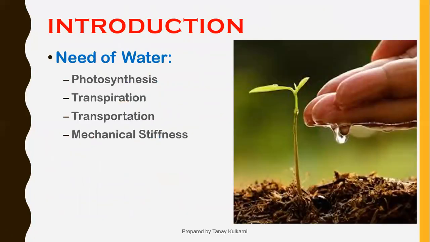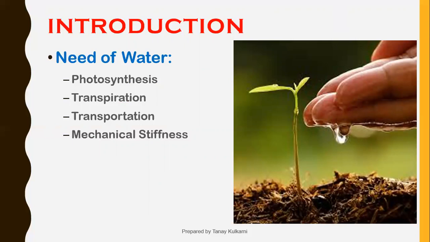Why does a plant need water? Plants need water for photosynthesis because it is one of the important raw materials used for the synthesis of glucose along with carbon dioxide. A large quantity of water gets evaporated as water vapor during transpiration, for cooling in hot weather as well as producing a suction force.